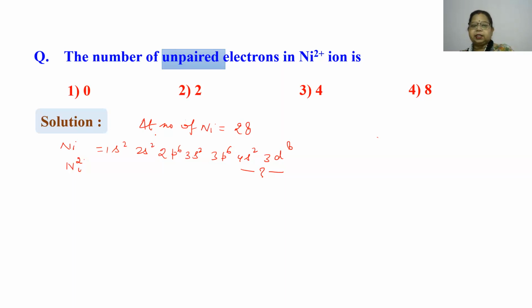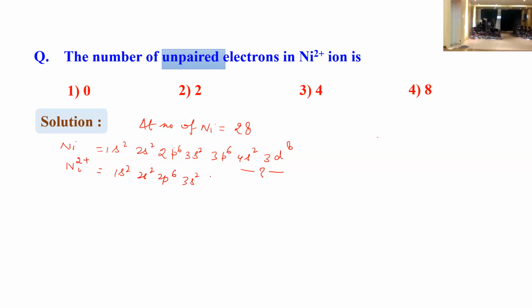So from where, and more importantly, if you draw the picture of the atom, where will you be able to see that electron? In the 4th orbit, which is the valence shell, right? So 4s2 will be giving out the electrons. Nickel 2 plus will have configuration as 1s2, 2s2, 2p6, 3s2, 3p6, 4s0, 3d8, right?